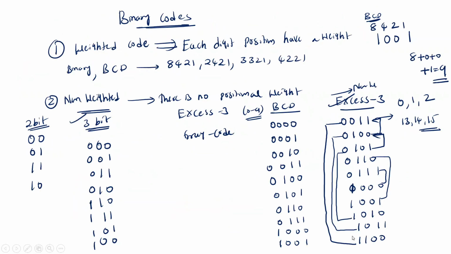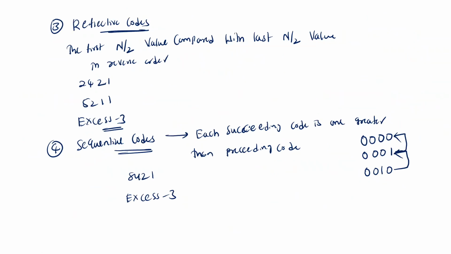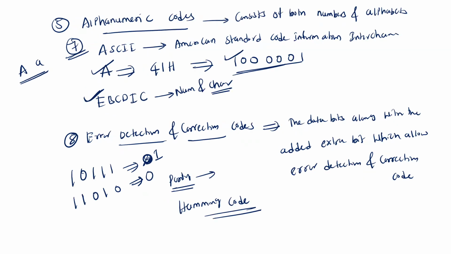Like weighted codes, non-weighted codes, reflective codes, sequential codes, alphanumeric codes, ASCII, American Standard Code for Information Interchange. Like alphanumeric codes, you have ASCII codes, and error detection and correction codes. And there is one more thing: you want to convert binary to gray and gray to binary. So there is a conversion between binary to gray and gray to binary.